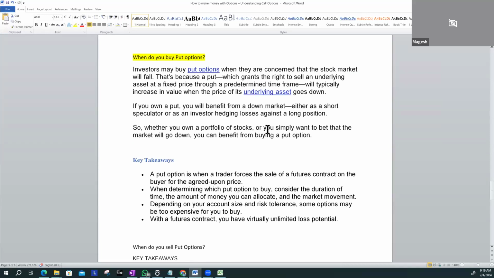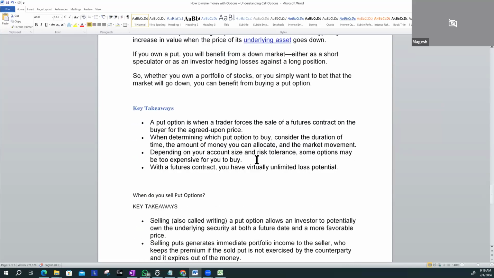So whether you own a portfolio or you simply want to bet that the market will go down, you can benefit from buying a put option. So what are the key takeaways on a put option? A put option is when a trader forces the sale of a futures contract on the buyer for the agreed upon price. So you have the right, and the other person has the obligation to buy the stock from you.